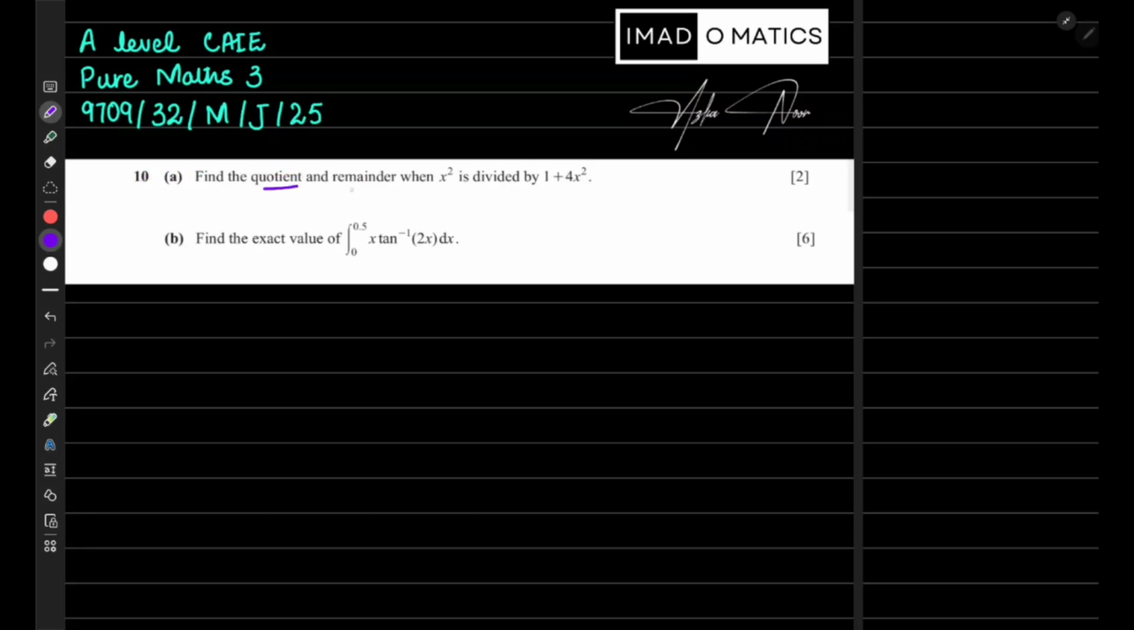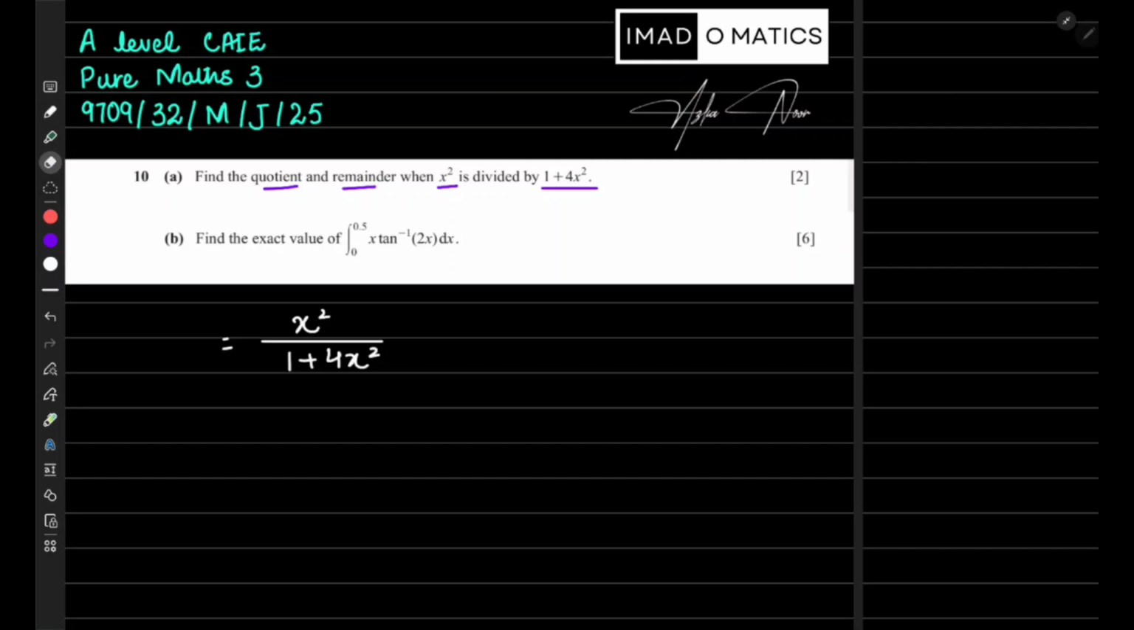Find the quotient and remainder when x square is divided by 1 plus 4x square. So when x square is divided by 1 plus 4x square, then what will be the quotient and remainder? So let's solve it.